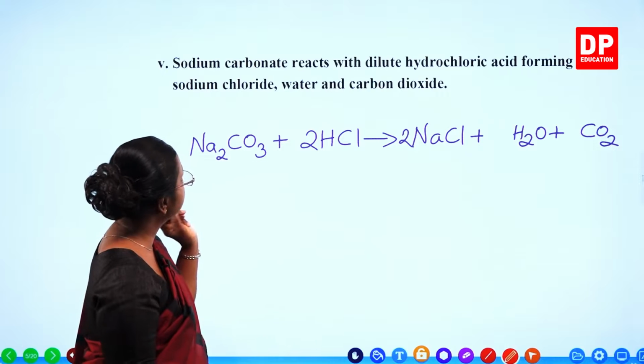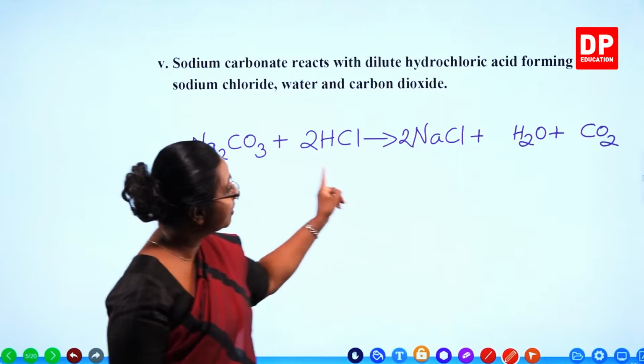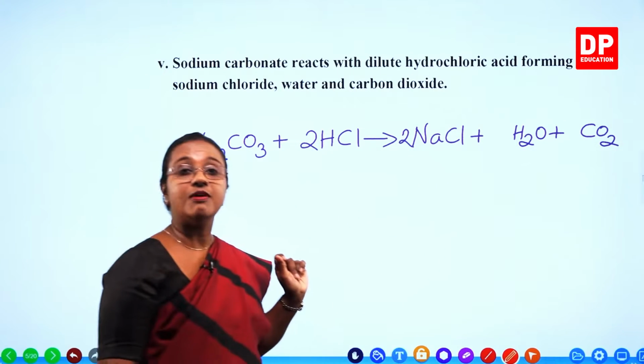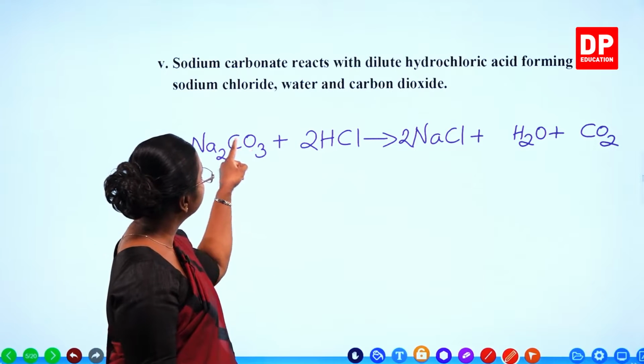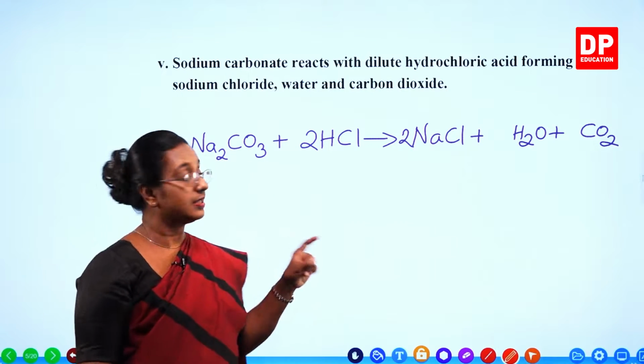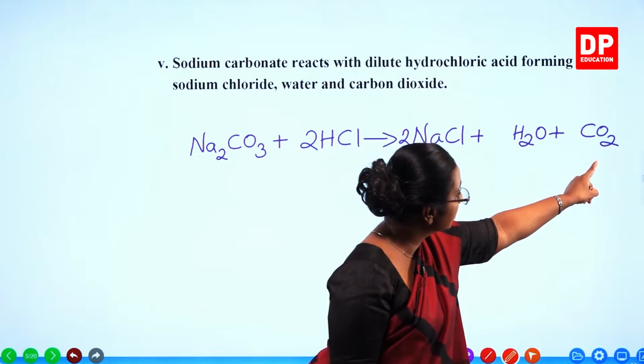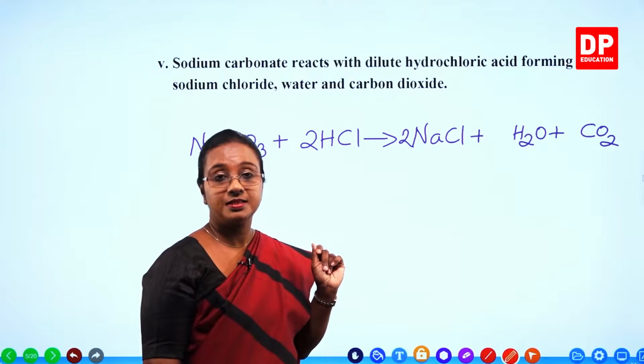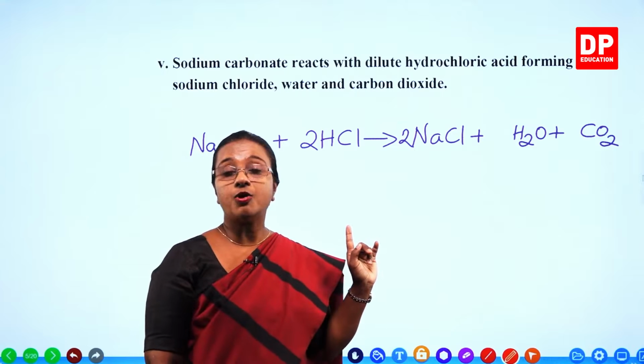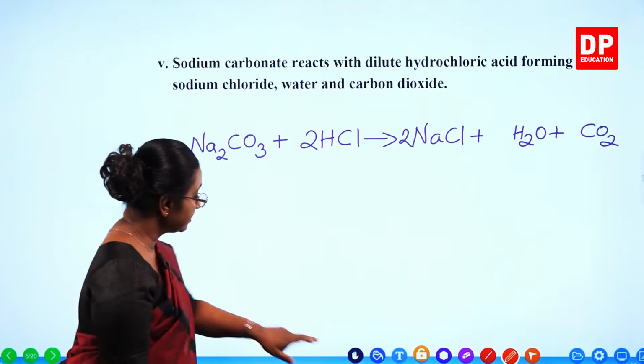We have 1 CO3. So there is only 1 carbon. Here you can see there is only 1 carbon there. You need to count the number of oxygen atoms. There are 3 oxygen atoms here. There is 1 oxygen and 2 oxygen atoms there. So that is also 3 oxygen atoms. So it is balanced.